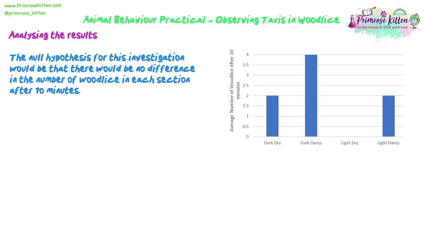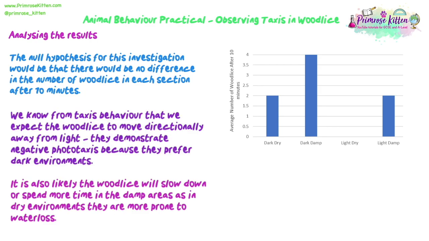However, obviously we can see that there is a slight difference, and this is expected because we know from taxis behavior and what woodlice environments they prefer, they're going to hopefully directionally move away from light, so demonstrate negative phototaxis, because they prefer dark, damp, cool environments. So anything that's light and dry, they're going to want to move away from, and they will demonstrate that behavior.